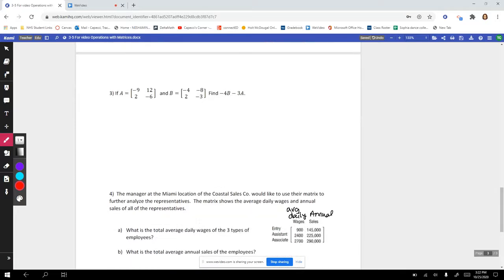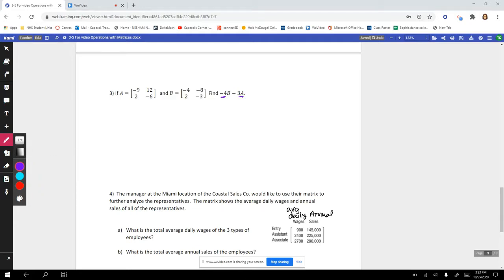All right, so let's do an example of these. In this case, I'm given the matrix A and B, and it's telling me first to multiply. My scalar here is a negative number, it's -4. And then I'm going to subtract 3A. So let's do this separately first.